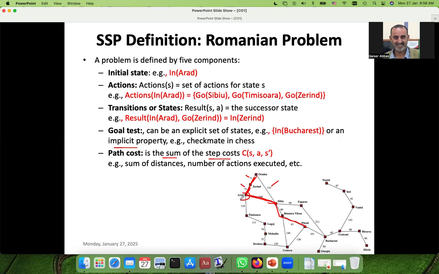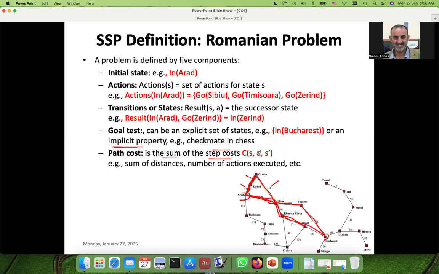If you have to reach from Arad to Bucharest, and there are many possible solutions, one solution is this one, so you have to sum up all these values till Bucharest. Similarly, from here to here, you will have to sum up all the values. And when you sum up all the values, only then can you find what is shortest. What is the path cost? The formula is the sum of the step costs.